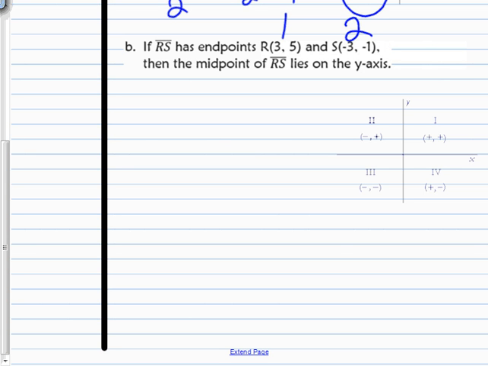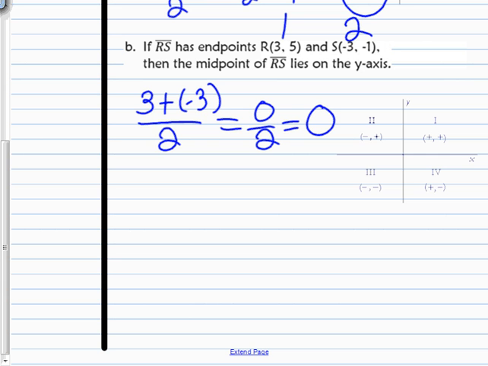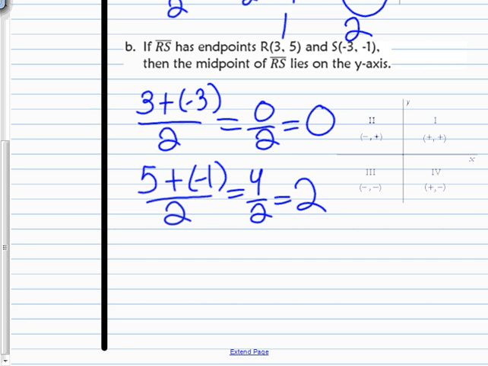Okay, so x1 is 3 plus x2 is -3 over 2. 3 plus -3 is 0 over 2, so my first coordinate is 0. Okay, and my y is 5 plus -1 over 2. 5 plus -1 is 4 over 2, so it's 2. So my x is 0 and my y is 2.